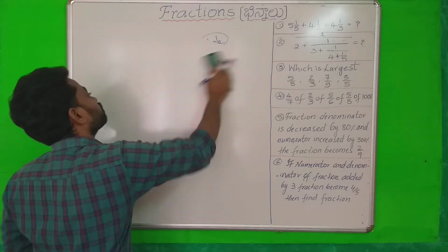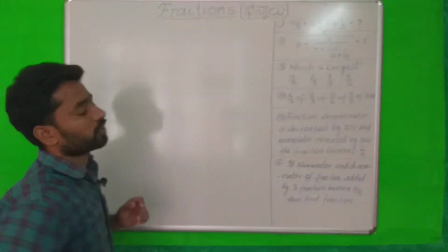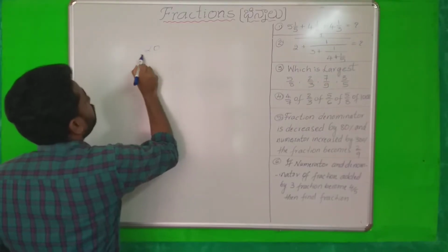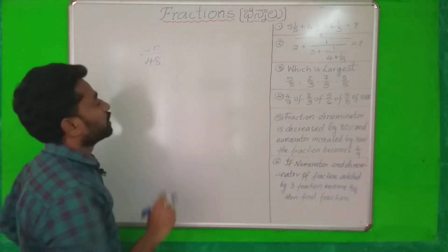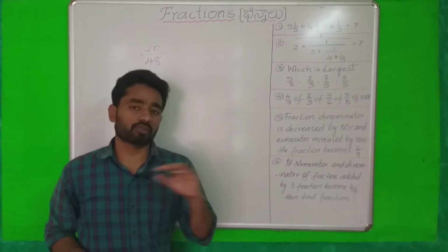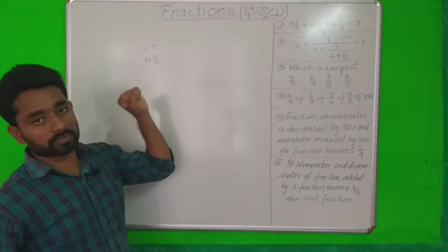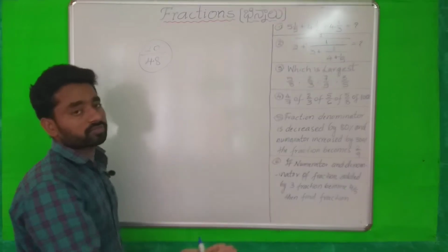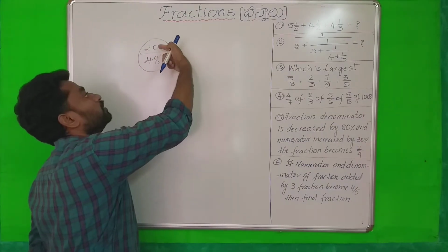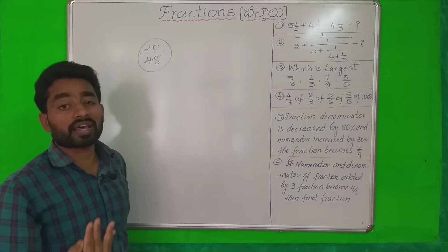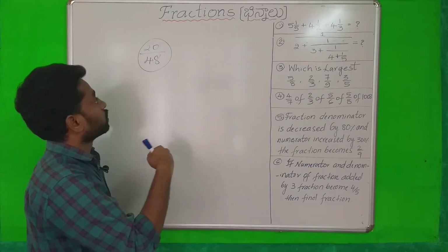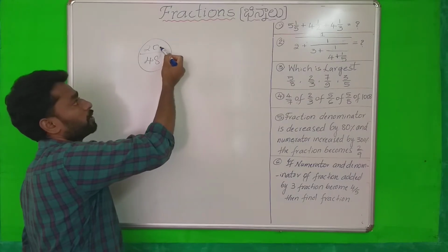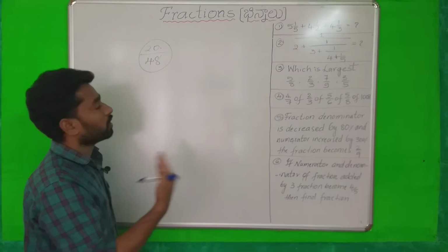And now, the simplest form of a fraction. What is the simplest form of a fraction? For example, 20 by 48 is also a fraction, but it is not in simplest form. Why do we say it is not in simplest form? Because these two have common factors other than 1. What are the common factors? It is divisible by 2, and the other is also divisible by 2, and by 4, like that.